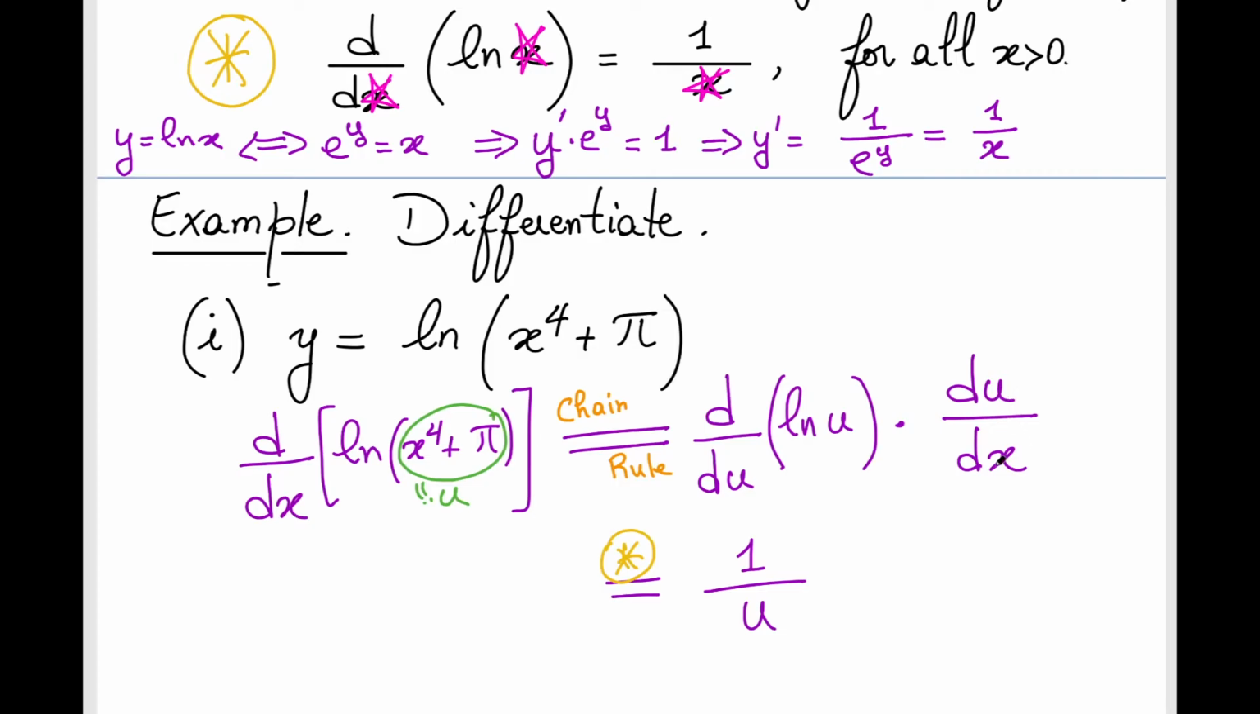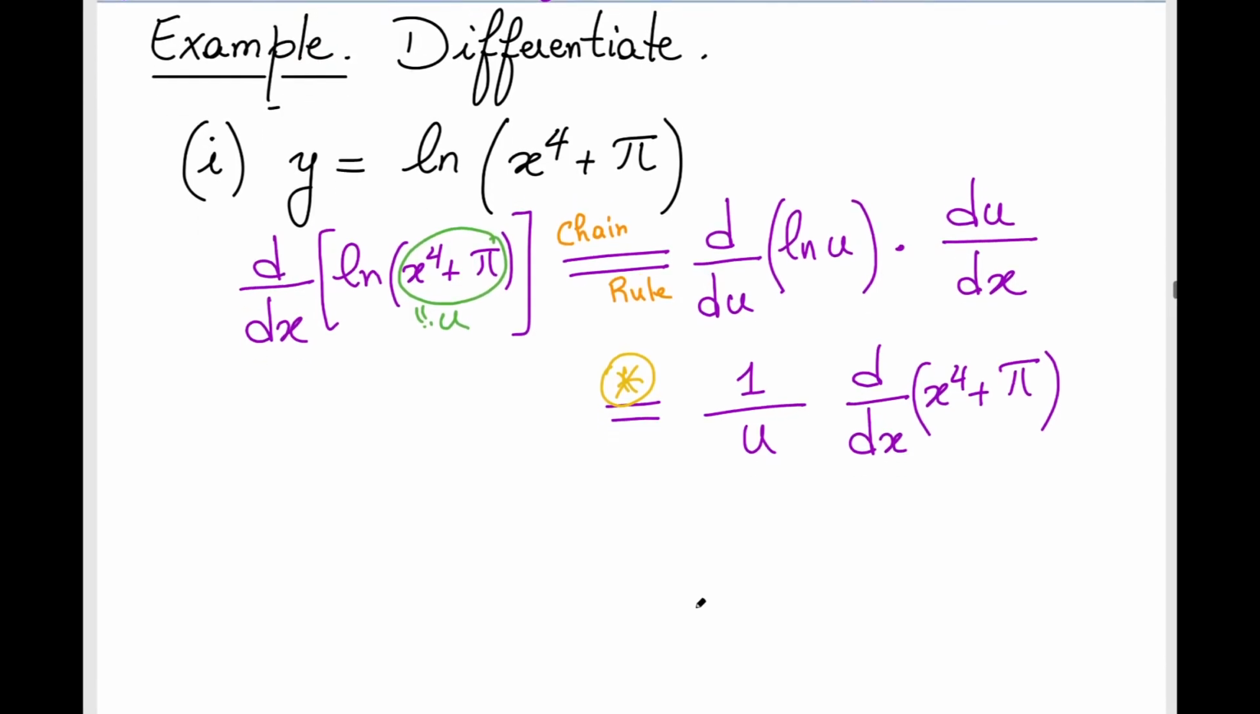Times du over dx, so differentiate u with respect to x. And how much is u? It's x^4 plus pi. Okay. So it's 1 over u, and u, as we said, is x^4 plus pi, times, what's the derivative of x^4 plus pi with respect to x? That's 4x cubed. All right. So that's the derivative of this function with respect to x.